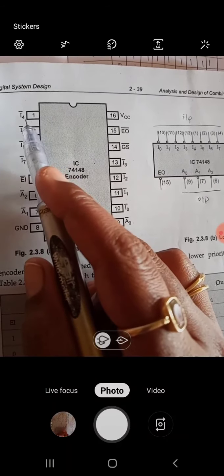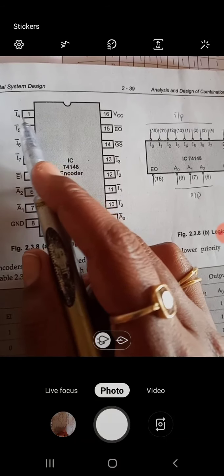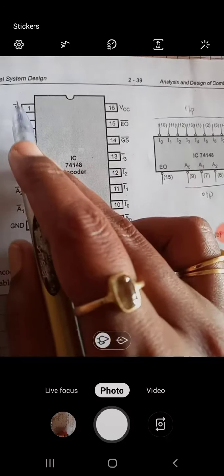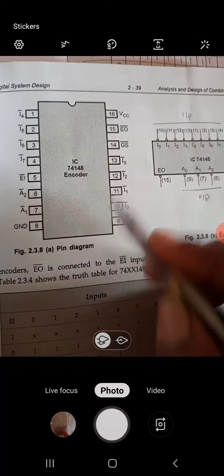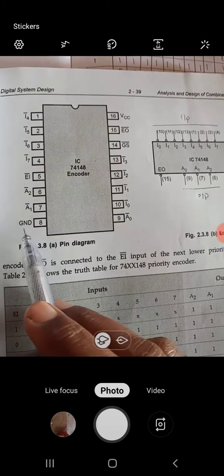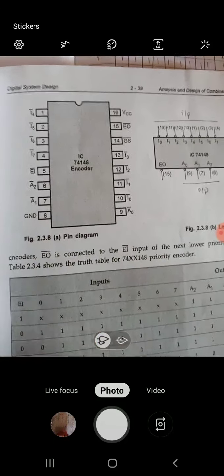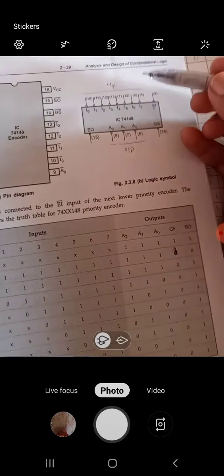See here, pin number 1 is I4 bar. Bar means it is active low. This is the pin configuration. It is a 16 pin IC, so pin number 16 is your VCC and pin number 8 is your ground, as you have already seen in general. Then this is your EI.